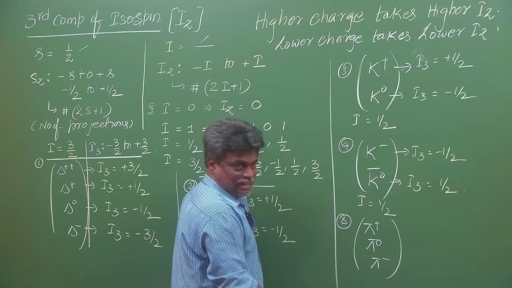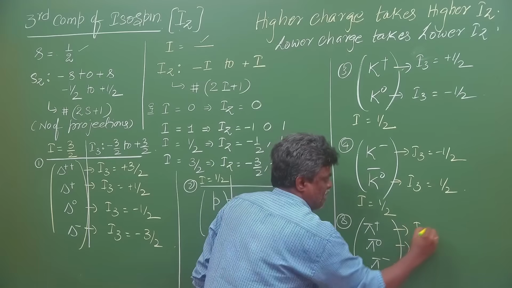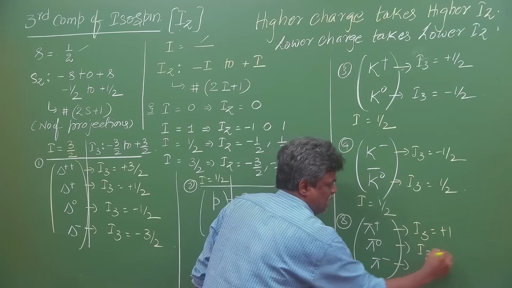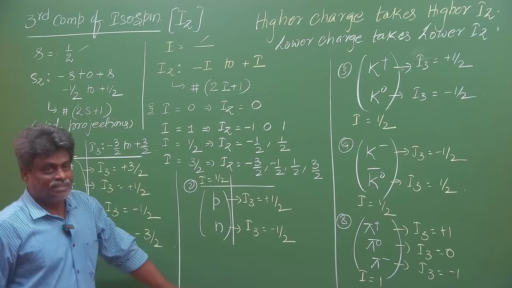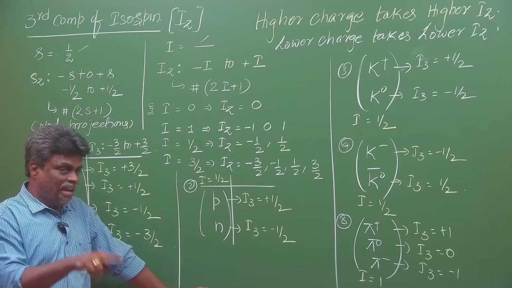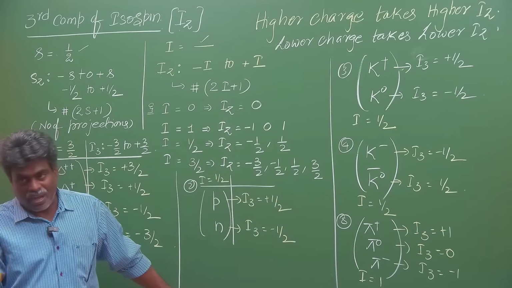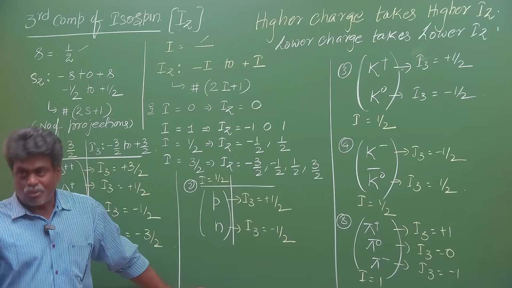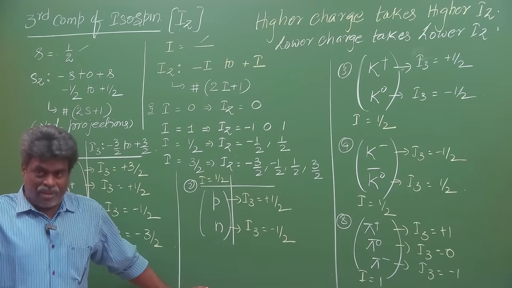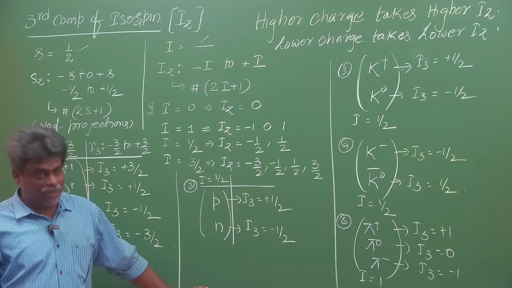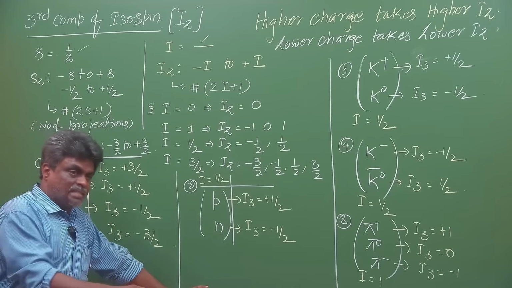How many are there? What is the I? I3. Now you understand how to get the values of I and I3. If you want to get I3, first you have to get I. Without I, you won't get I3. So once you got I, in that group, higher charge will take higher value, lower charge will take lower value. Am I right? Always remember, IZ takes values from minus I to plus I.